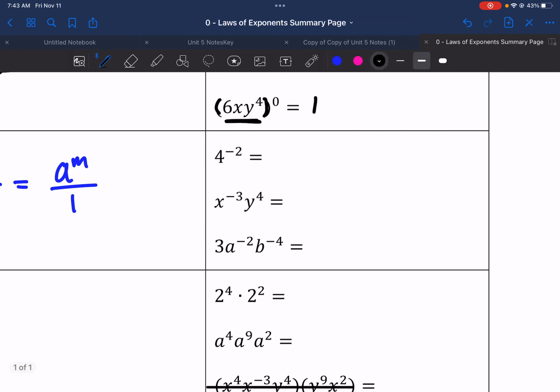So let's say this right here is 4 to the negative 2. Well, we take its reciprocal because we only want positive exponents, so it's 4 squared. And leave it just like that.